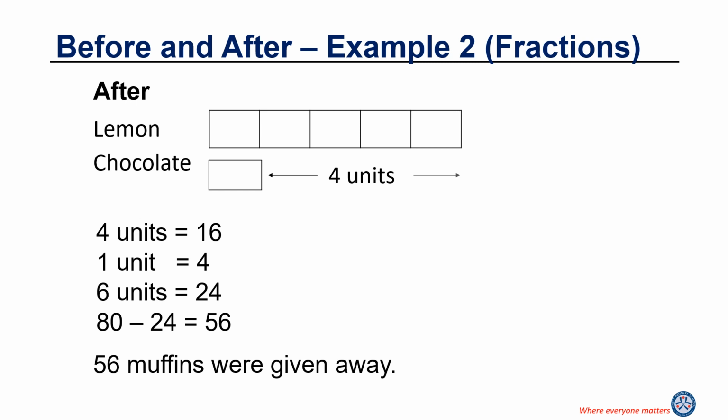Before, there were 18 muffins. After, there were 24 muffins. So the number of muffins given away is 80 minus 24 to give us 56. 56 muffins were given away.